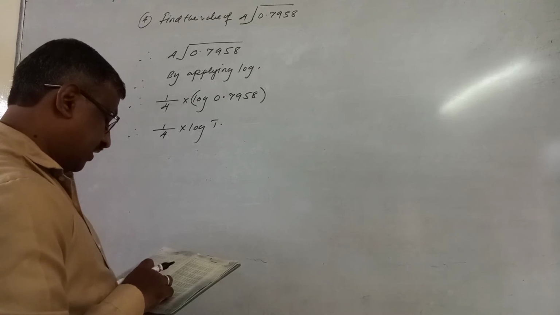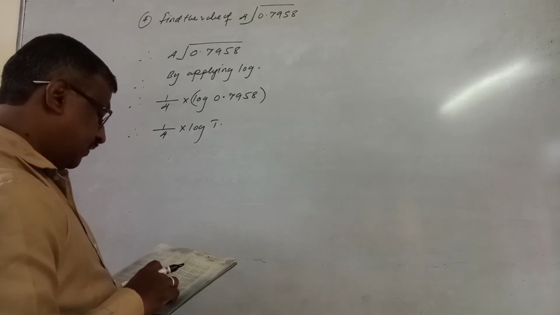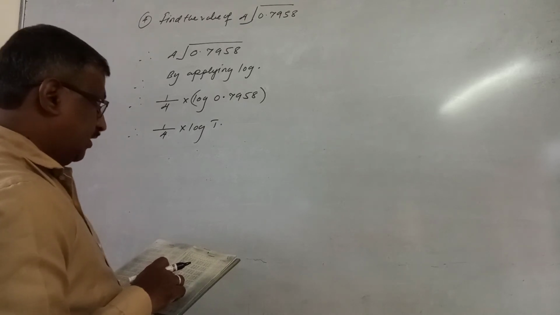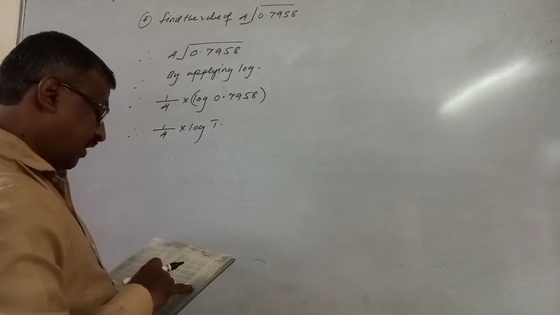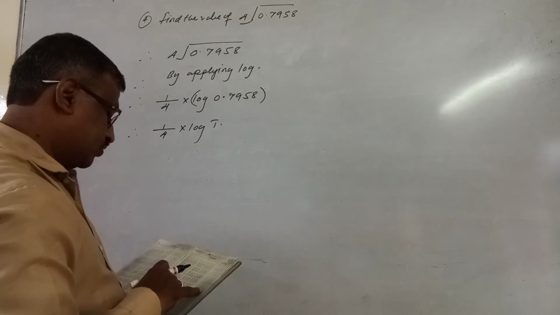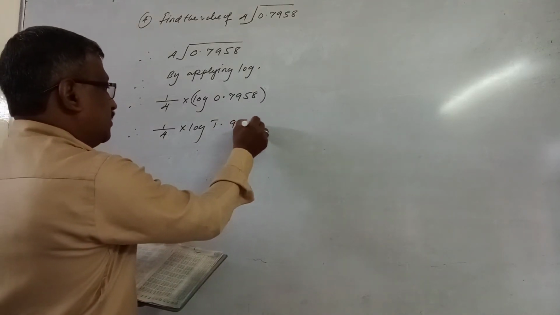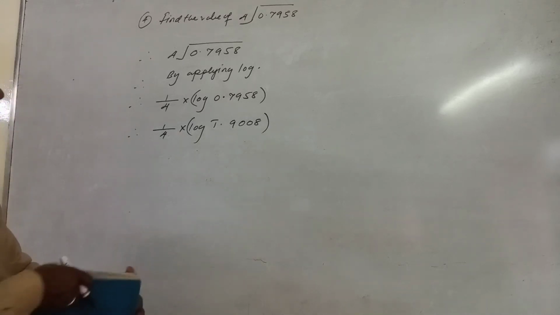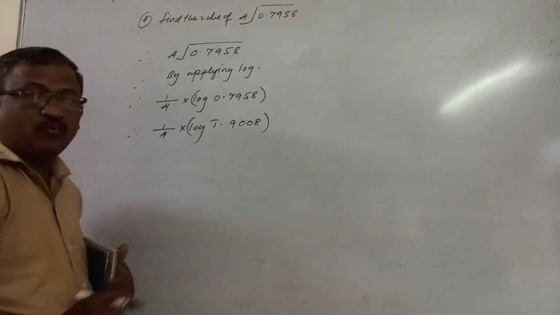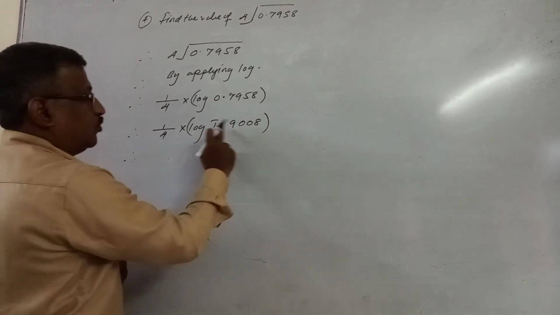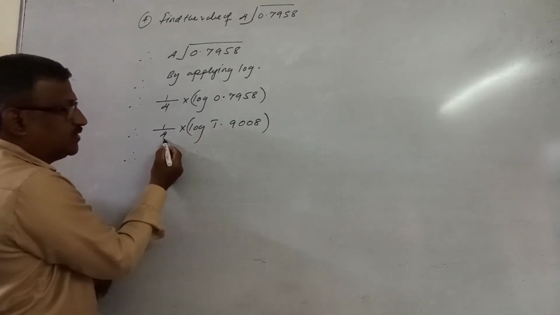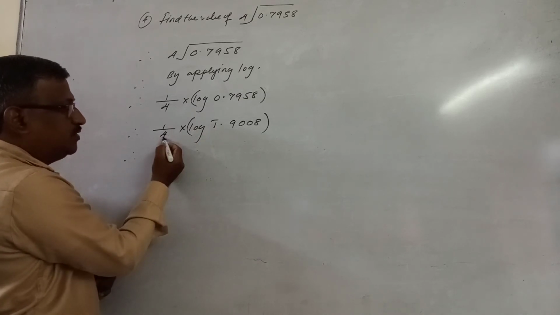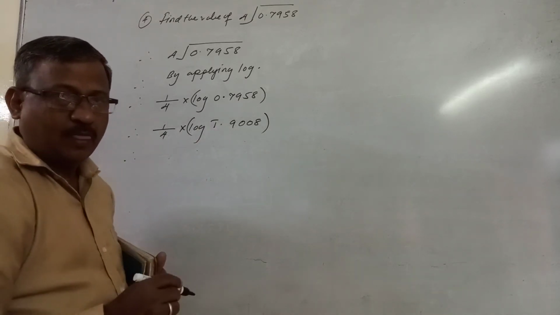So 79 fifth column, you will get 9004, and the mean difference is in the 8th column. So mean difference 8th column, you will get 4. So add that, you will get 9008. And now you have to divide this by 4. But directly dividing is not possible, because this numerical value is not exactly divisible by 4, so you have to do the adjustment.